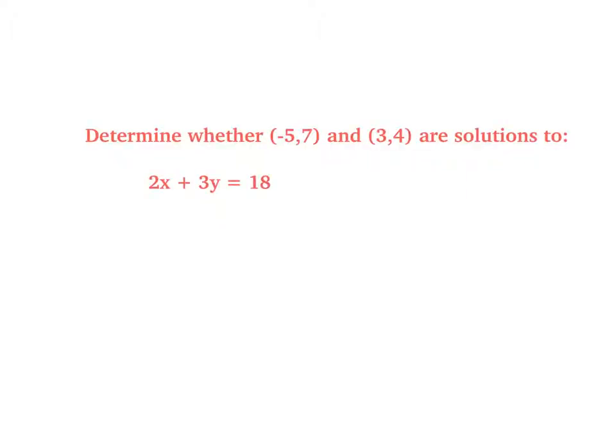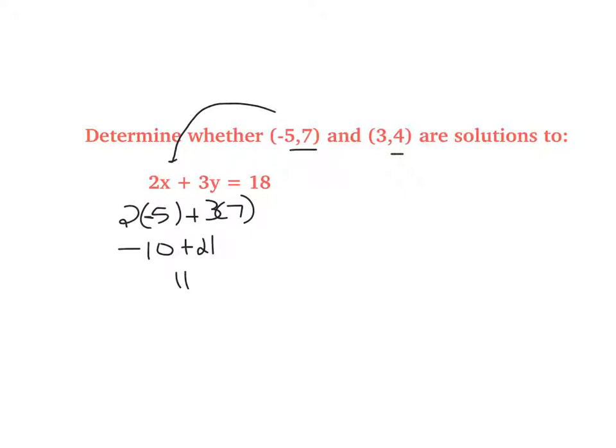First of all, it says determine whether these 2 points are solutions to this equation. The only way you can tell is you plug them in and see if they work. And I'm going to say that a lot, see if they work. So plug the -5 in for the x, plug the 7 in for the y, and if it works, you'll get 18 when you do that. So that'd be -10 plus 21, which is 11. That is not 18, so that one's not a solution.